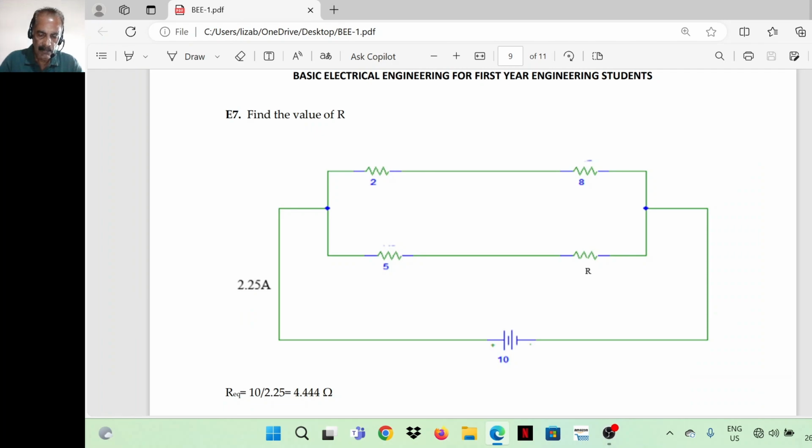So the next is find the value of R in this circuit. So I'll mark the terminals as A and B. So the equivalent resistance of this parallel combination between A and B can be found out as the applied voltage is 10 volts, the total current taken is 2.25 ampere. Therefore R equivalent is equal to V by I, 10 divided by 2.25, is equal to 4.44.